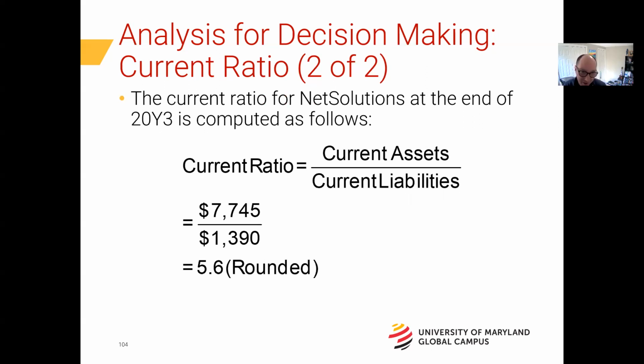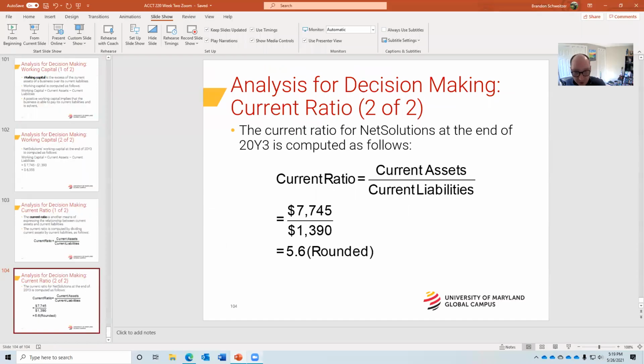So current assets, 2013, we had 7,745 current assets. Current liabilities was 1,390. That gives us a current ratio of 5.6. In this case, with current ratios, the higher the current ratio, the better. And that, my friends, is the conclusion of today's presentation.